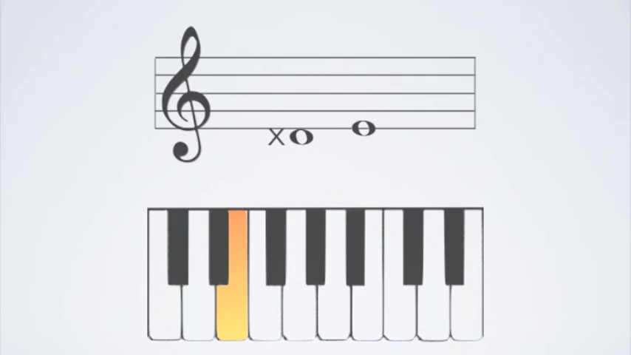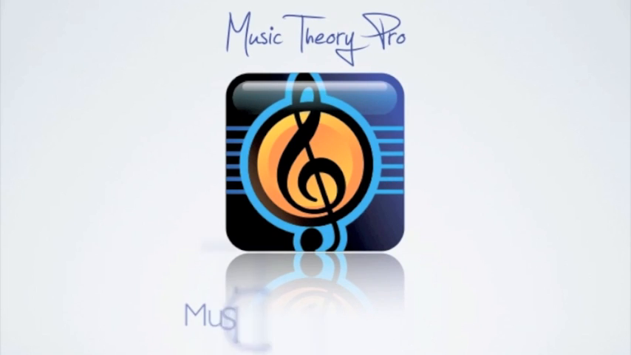To try this out in Music Theory Pro, go to the Note Names game and be sure to turn on the accidentals.